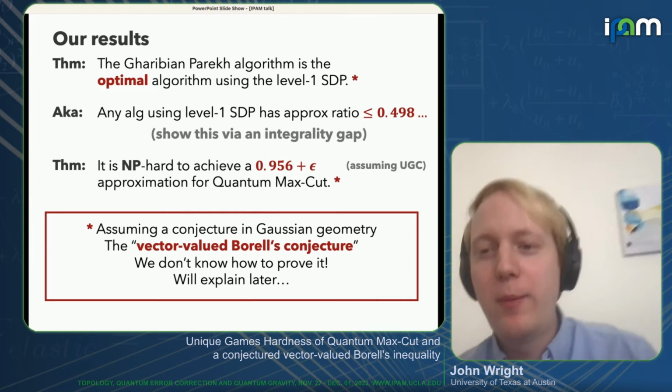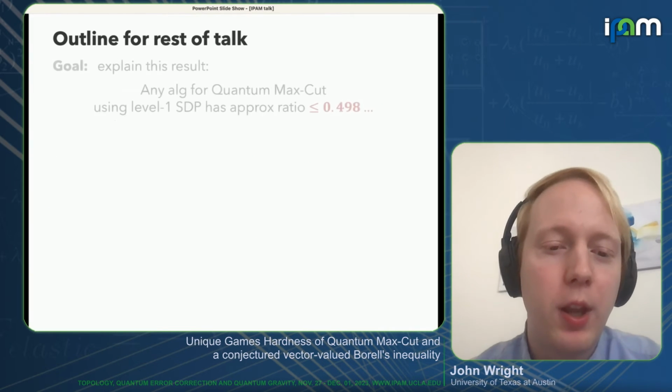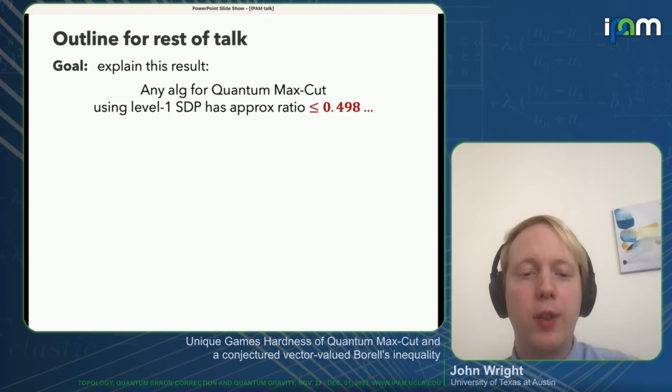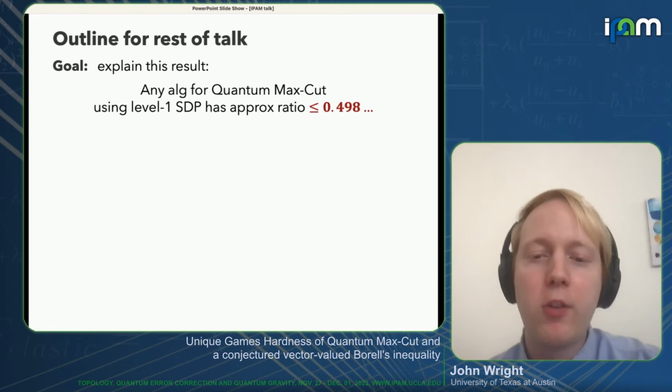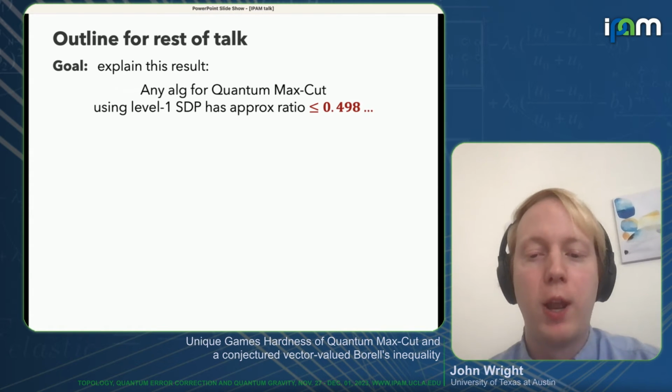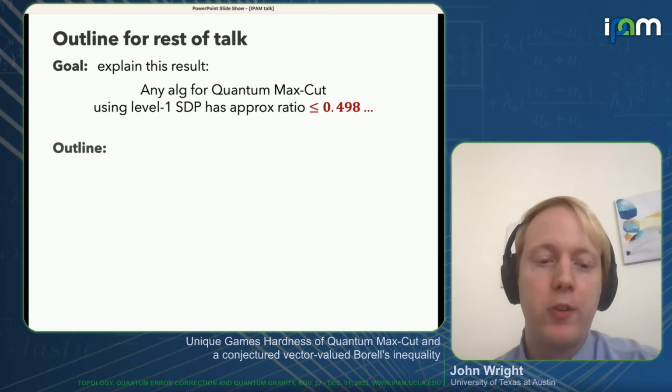Okay, so that's our results. Let me give you the outline for the rest of the talk. My goal is just to explain the very first result that I told you about, that any algorithm for quantum max cut using the level 1 SDP has to have an approximation ratio at most 0.498. And I'm going to do this with the following outline in 4 steps.